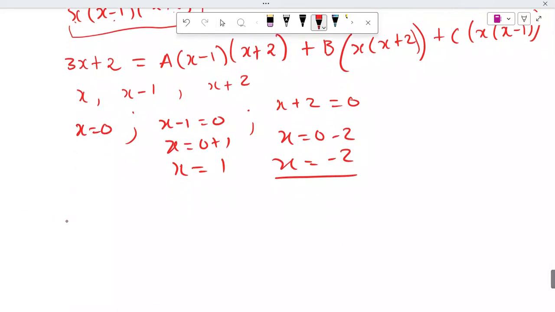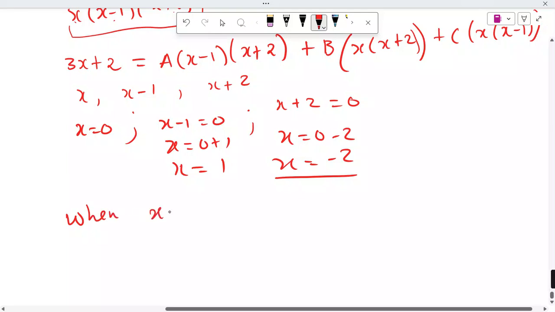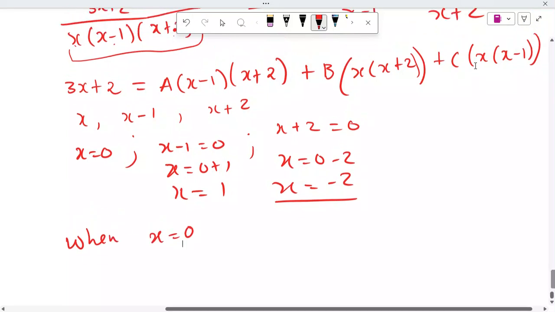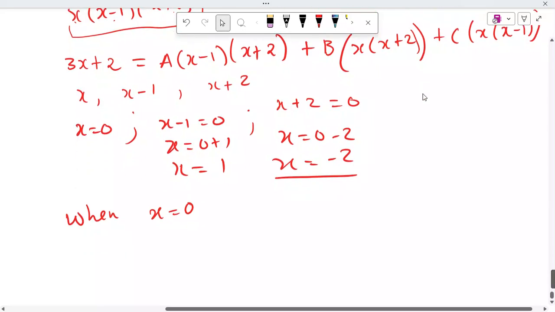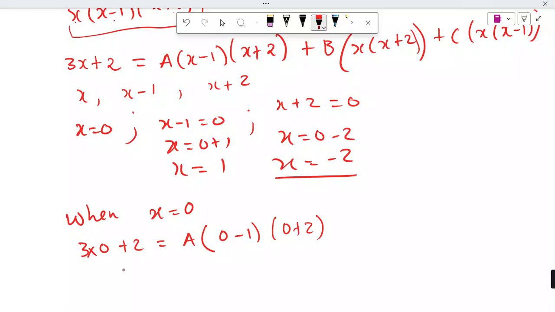So what I mean is, we write when x is equal to 0. When x equals to 0, which ones have x alone? This and this. That one we won't write because it will be 0. So you substitute now, where there is x, you put 0. 3 multiplied by 0 plus 2 equal to a. Where there is x, you put 0 minus 1, 0 plus 2. The others we won't write because there will be zeros. So 3 multiplied by 0, 0 plus 2 to be 2, equal to negative 1. This is 2. This is just negative 2a.